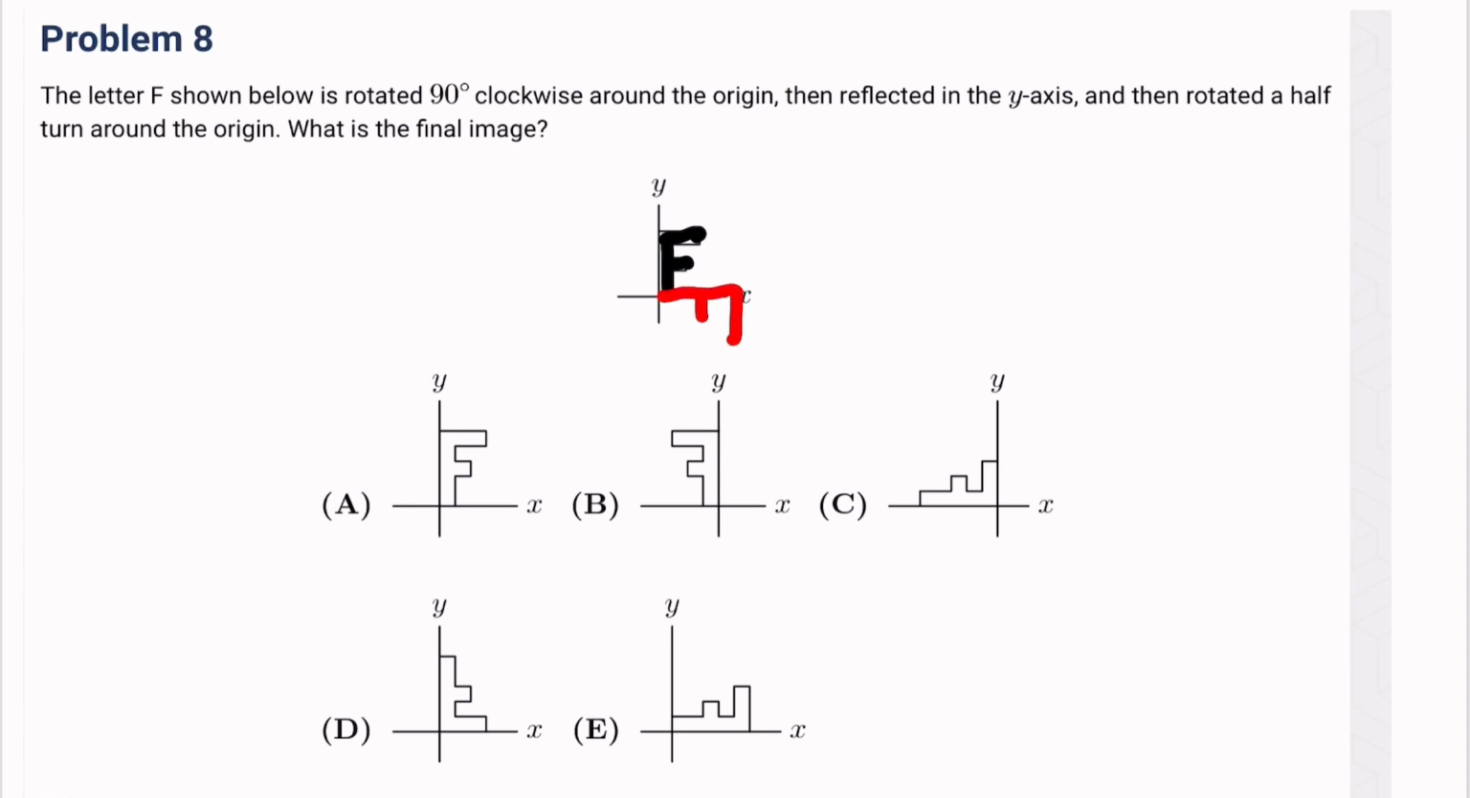And then it's reflected in the y-axis, so it will go like this, and then it's rotated a half turn around the origin, so it will go around, so that will become like this, right, like that. And so this will be our final image. The answer is E.